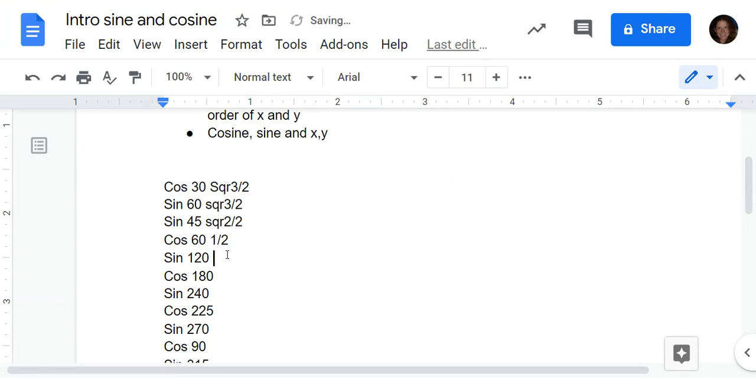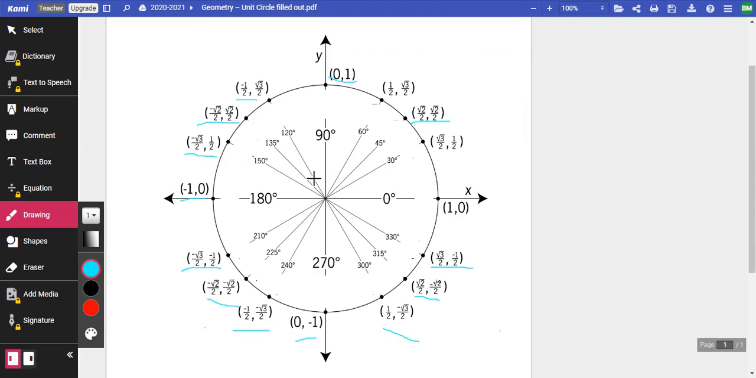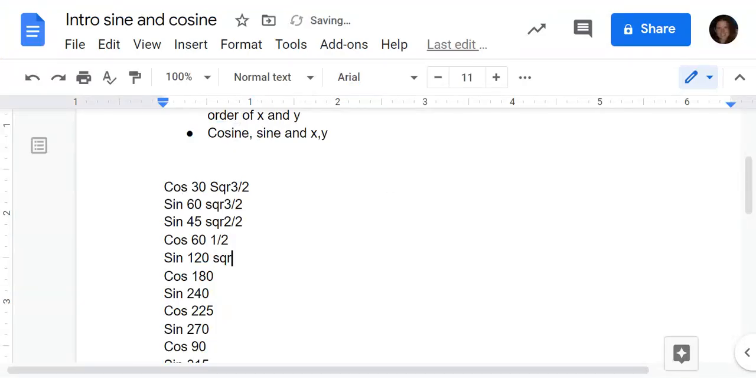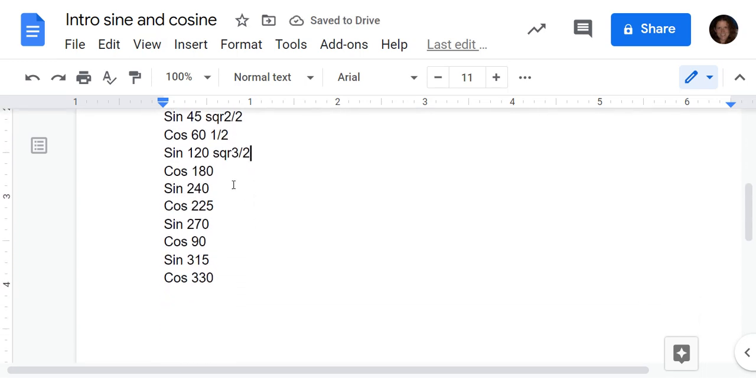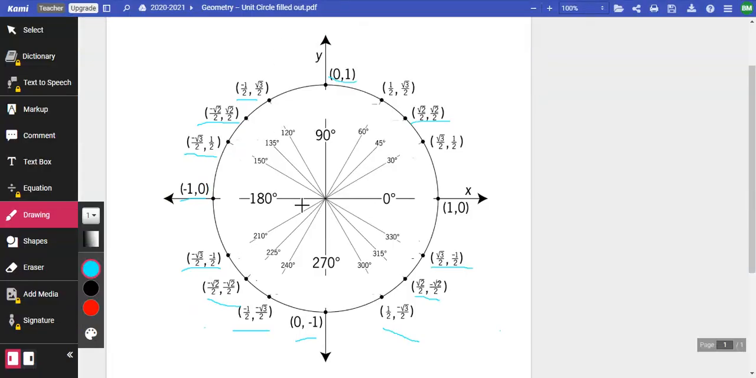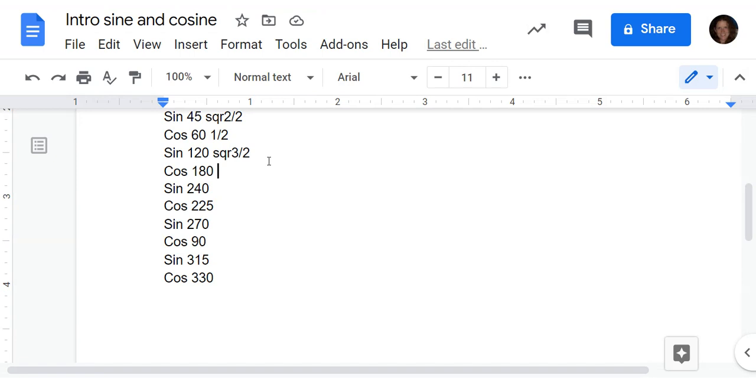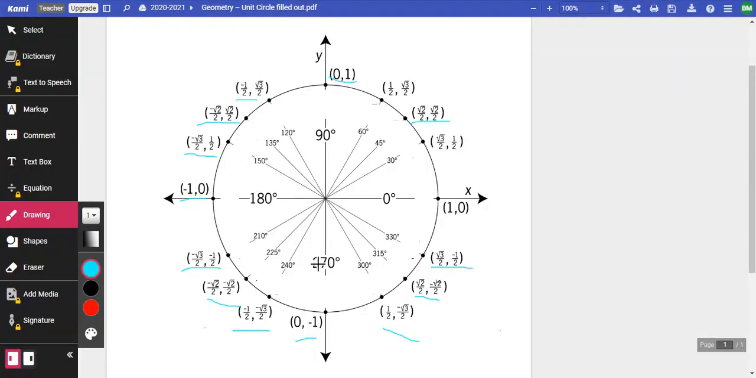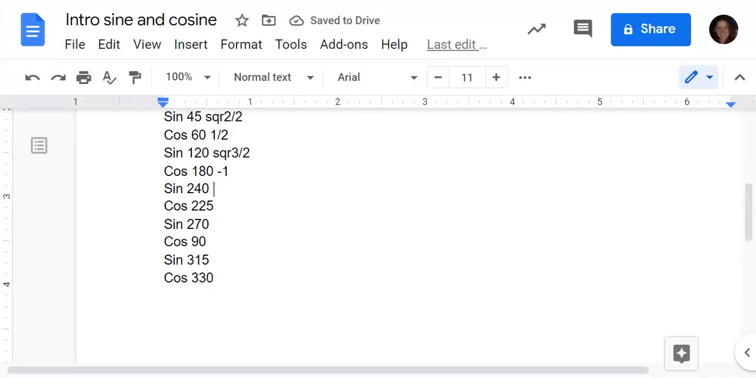Sine of 120. Remember, that's the y value. So we look at 120. The y value is square root 3 over 2. Cosine at 180 degrees. Remember, that is the x value. The x value at 180 degrees is negative 1. It's all right there. Sine, the y value for 240. 240, negative square root 3 over 2. Don't forget those negatives because it's wrong if they're not there.